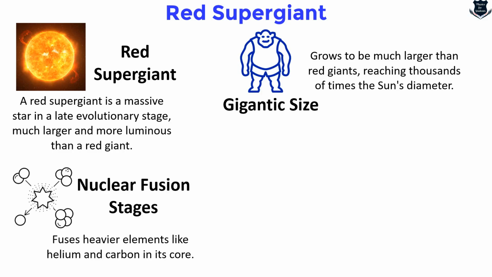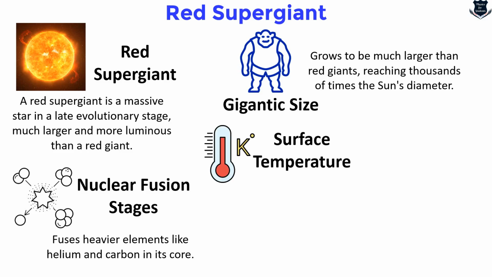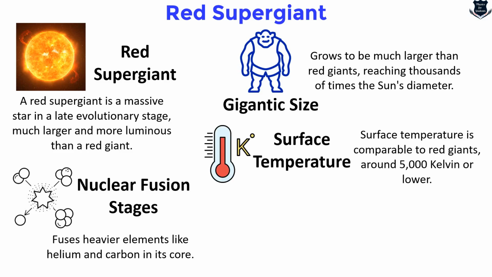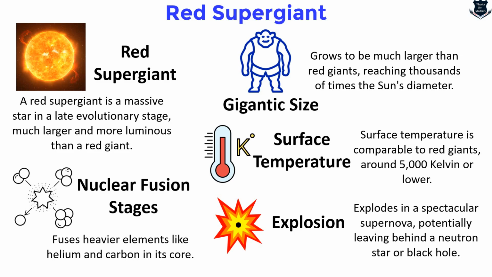The nuclear fusion actually uses helium and carbon at its core. That means it has got heavier elements. Surface temperature is around 5000 kelvins. And this red supergiant leads to an explosion, which creates a kind of supernova, and it might leave behind a neutron star or a black hole.